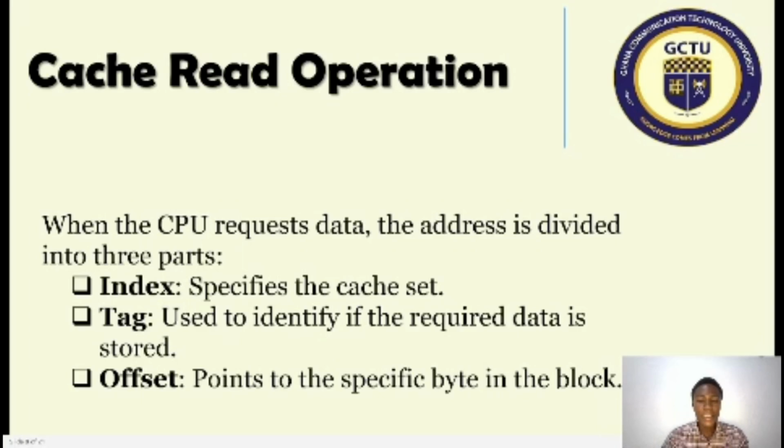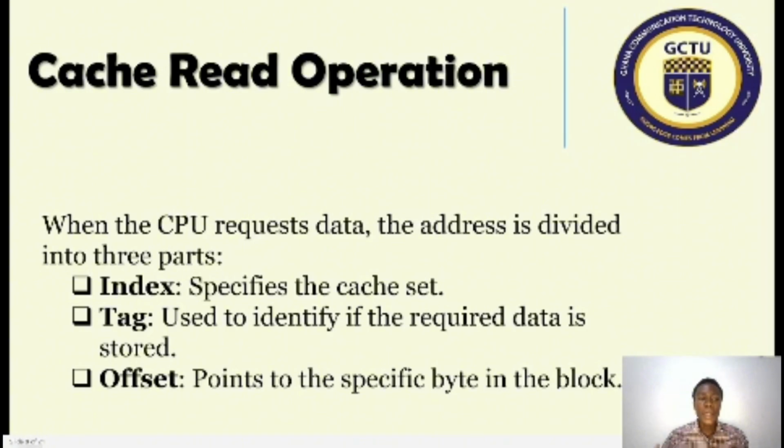Whenever it needs data, it first checks the cache. It's the memory address that is divided into these three different parts. The first one, the index, specifies the cache set. The index actually tells the cache where to look, like pointing to a shelf or a row inside the cache. The tag is used to identify if the required data is stored. This helps the cache to know if the data it found at the index is the correct one.